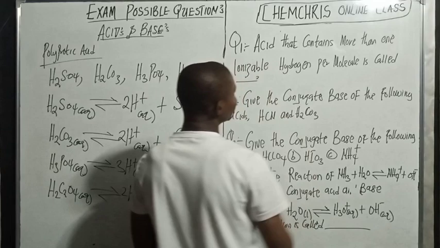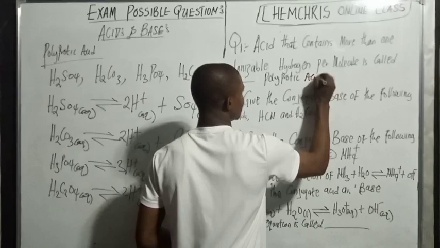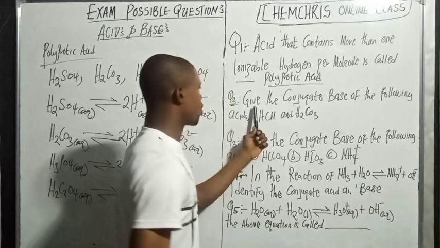Acids that contain more than one ionizable hydrogen per mole are called polyprotic acids. And I've given you so many examples, right? So we have to look at the second question.